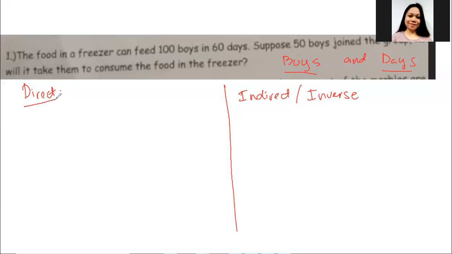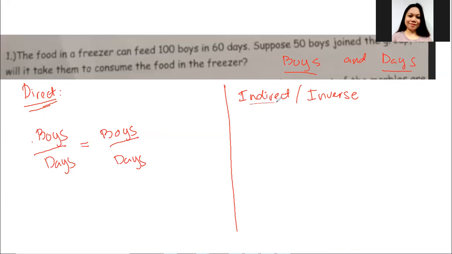Assuming it is a direct problem, then your ratio will be something like this. Boys divided by days. So the two things that you are making a ratio of, you divide them, equals, on the other hand, boys over days. Okay, this is for a direct problem. So the two variables, you divide them, equals, you divide them, right?